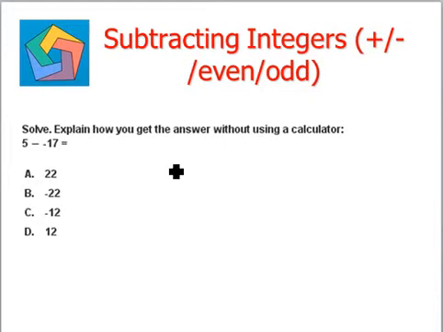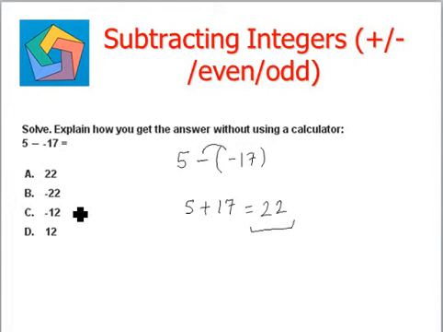Solve, explain how you get the answer without using a calculator. So we have 5 minus negative 17. So we put it like this. Subtracting a negative is the same as addition. That is, the two negatives combine to become positive. 5 plus 17 is nothing but 22. It can be seen in option A. This is the correct one. Let's try another question.